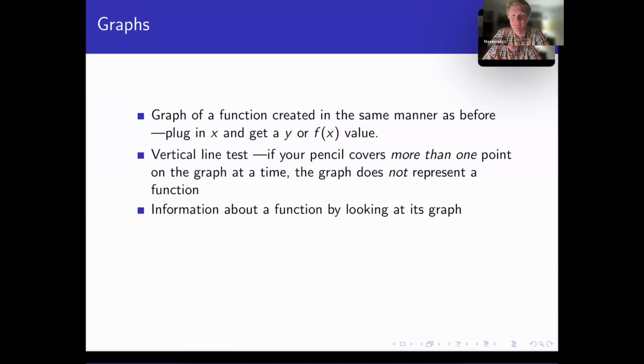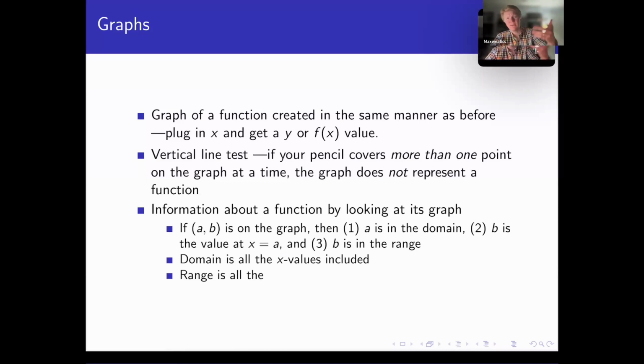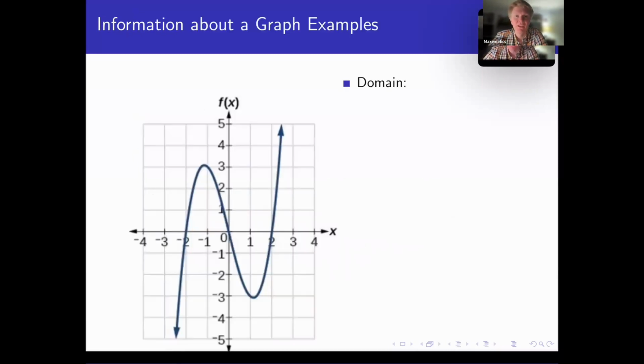And we can get some information about a function by looking at its graph. For example, if (a, b) is a coordinate point on the graph, then a is in the domain, b is in the range, and b is the value at a. But these are things that we already knew. Domain would be the set of all x values that you see, all the x values that are included. And like I said, range, not so bad to find graphically. It's the set of all y values that are included. So let's take this graph right here, and we want to find domain, range, and determine whether or not it's a function. Well, domain, set of all x values that are included.